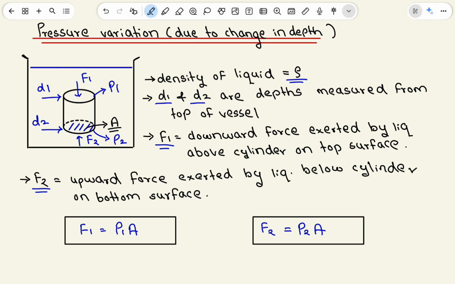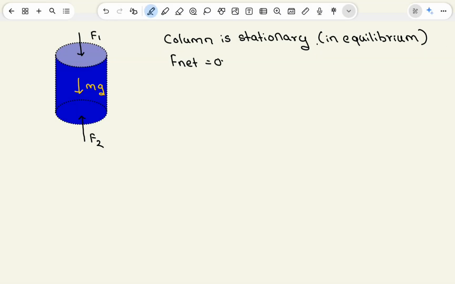Let's move ahead in this derivation. On the left hand side of the screen, you can see an enlarged view of the liquid column, and I've also shown the forces that are acting on the liquid column. Now we know that the liquid column is stationary. It is not moving anywhere inside the fluid. Therefore, the net force acting on the liquid column is 0, which means I can write down the summation of all forces as 0 acting on the liquid column.